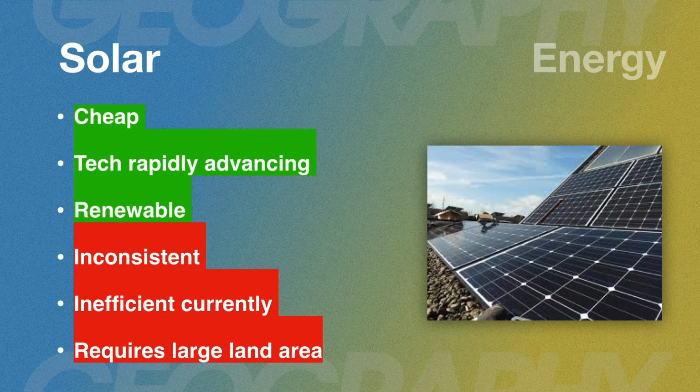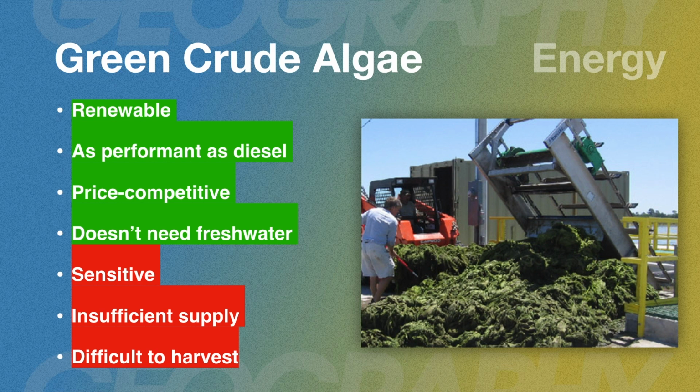On the contrary, solar is very cheap. The technology is constantly improving. Right now we're at 23% efficiency, and it's a renewable resource. Unfortunately, sunlight can be inconsistent, and some would argue that it's still too inefficient at the moment, and it requires a lot of land.